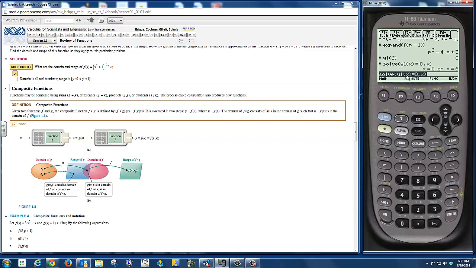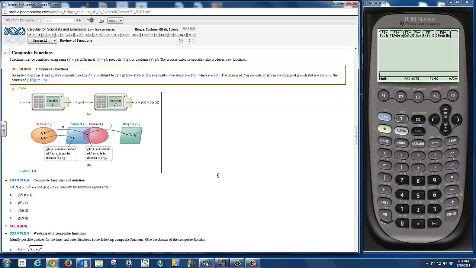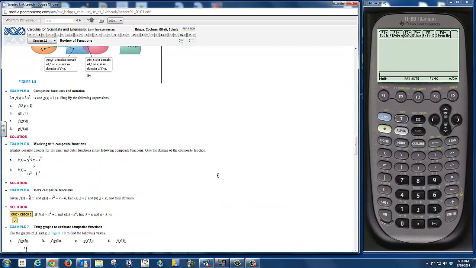By the way, if you'd like to get all this off your screen, you can use option F1 8 for clear home, and it clears your screen. And if you'd like to get rid of that, you can press clear. So let's move down to example 4, composite functions and notation.